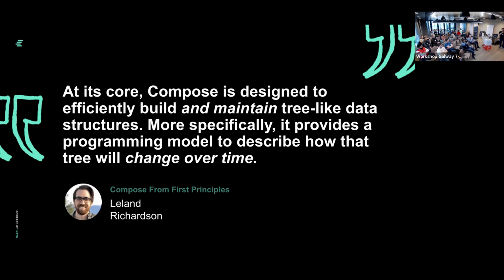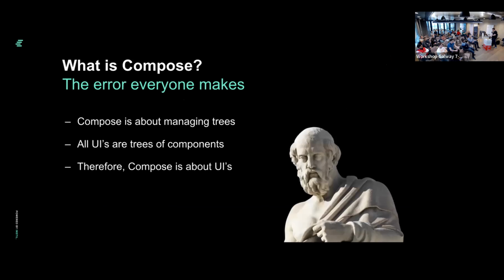And then the idea is that you're going to have state, and every time that state changes, we need to regenerate parts of the tree, and we want to do that as efficiently as possible so that the tree changes over time. Okay, so this is a very famous definition of Compose. So if you think that Compose is just about UIs, you fool, you've fallen victim to one of the classic blunders. The most famous is never start a land war in Asia. The second most famous is that Compose is about managing trees.